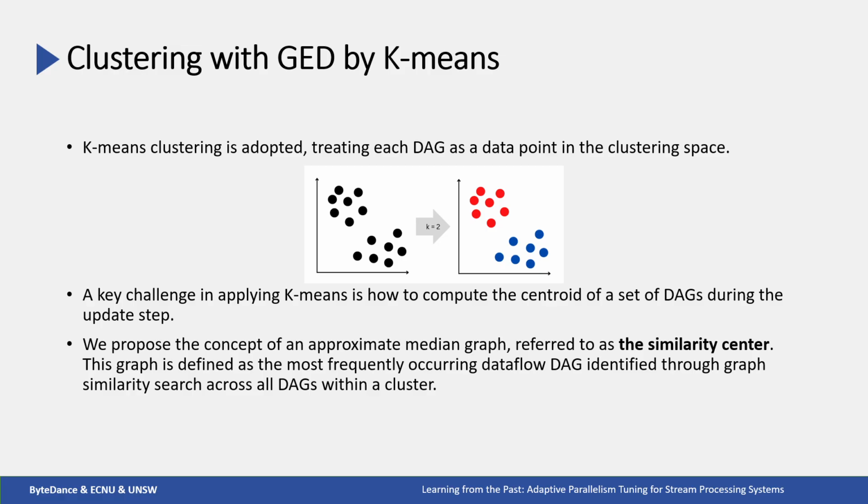With the GED measure, StreamTune 2 clusters DAGs based on structural similarity by the K-means algorithm. Instead of attempting to compute an average graph, which is computationally infeasible, we introduced the concept of the similarity center. The center graph is defined as the most frequently occurring data flow DAG, identified through graph similarity search across all DAGs within a cluster.